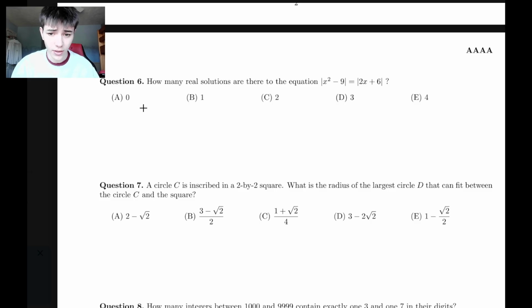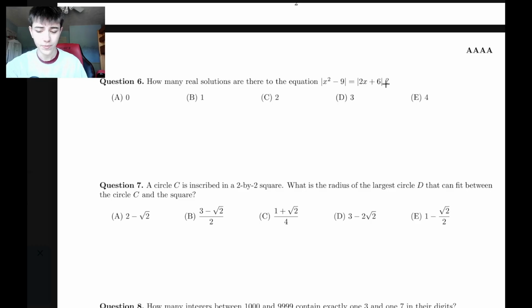Let's just get started. So, question 6: how many real solutions are there to the equation the absolute value of x squared minus 9 equals the absolute value of 2x plus 6? Okay, so there are multiple ways to do this, obviously. You could do the casework where you first do the case where x squared minus 9 is greater than 0. You do the cases where it's negative, so where it's less than 0, and then the same thing on the right hand side. So that's going to be 4 cases because we're either flipping or not flipping each.